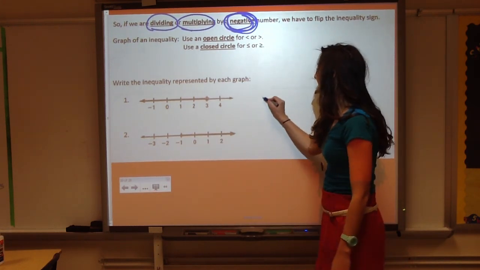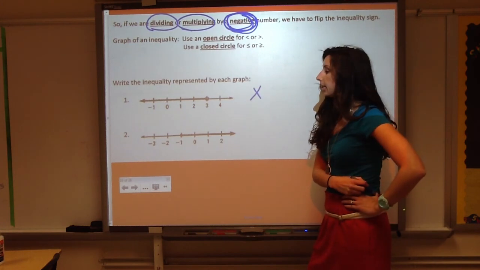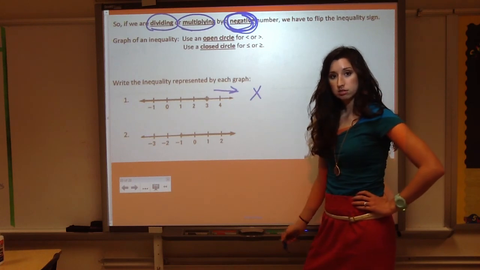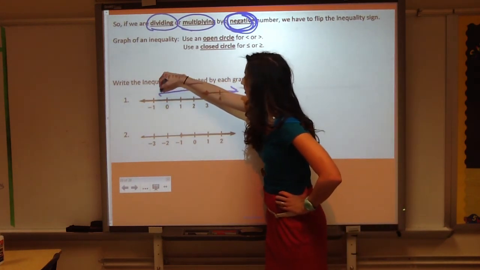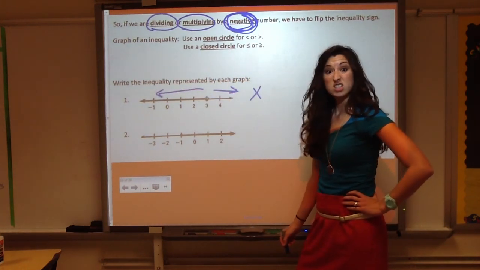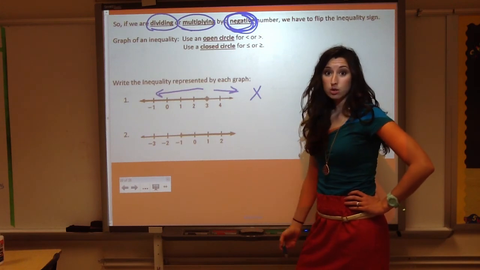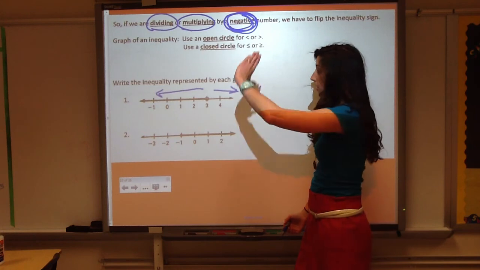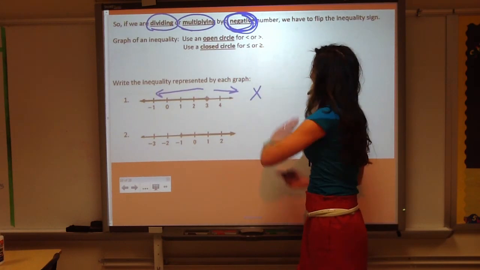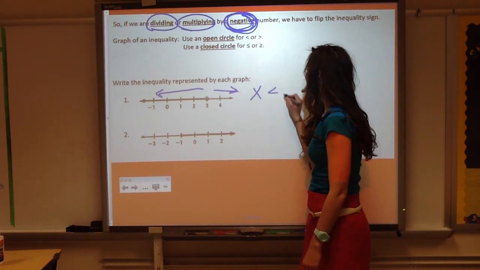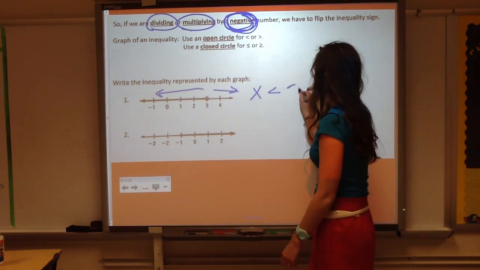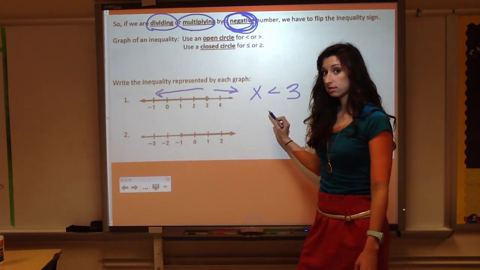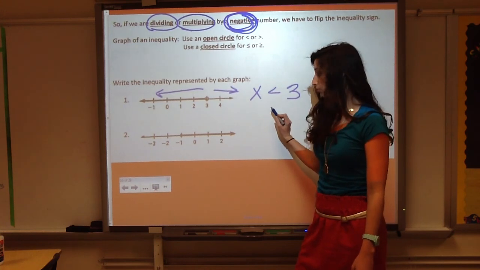So we are going to say x, and let's decide, is it bigger than 3, or is it smaller than 3? If it's smaller, what sign are we going to use? Less than means smaller than, and less than looks like an L. So x is less than what number? 3, and it's an open circle. Do I need an equal sign? No. Let's try number 2.